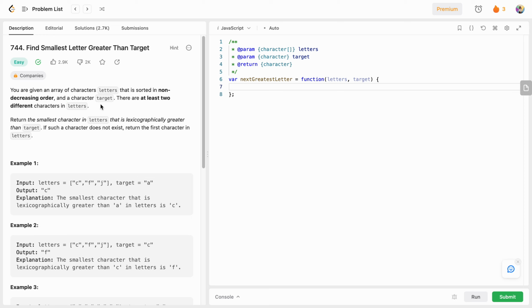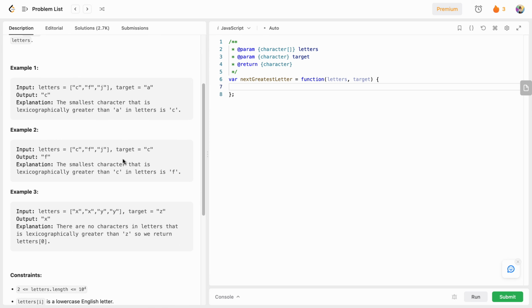We are also given that there are at least two different characters in these letters. Now we need to return the smallest character in the array that is lexicographically greater than target, which means that we need to return the character which is larger than target. That character should be the smallest of the larger characters, and if such a character does not exist, we are going to return the first character.